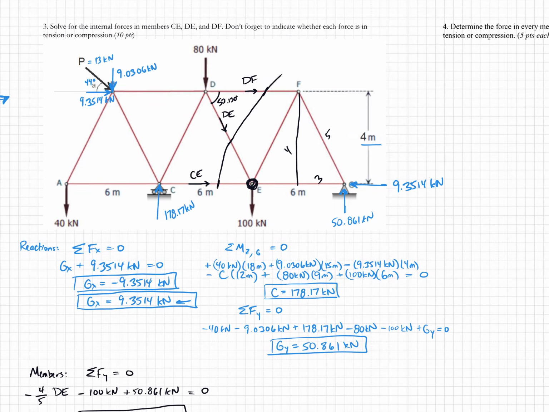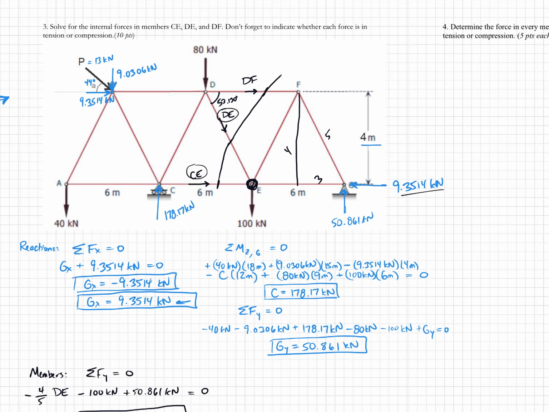Okay, so let's see what we have. CE is not in this equation. This is not in this equation. This is not in this equation. DE is not in this equation.